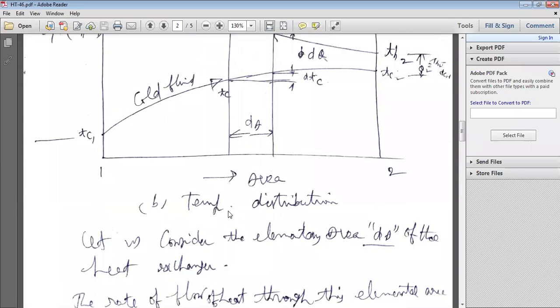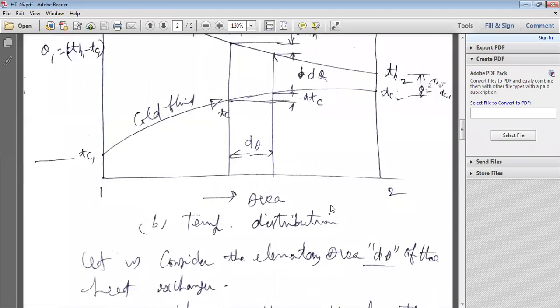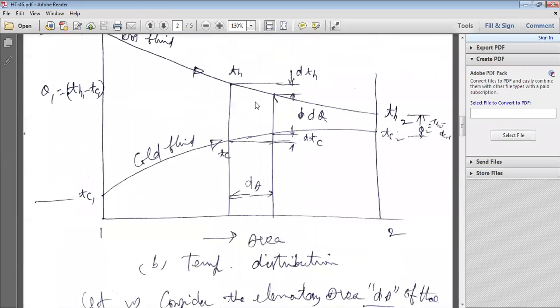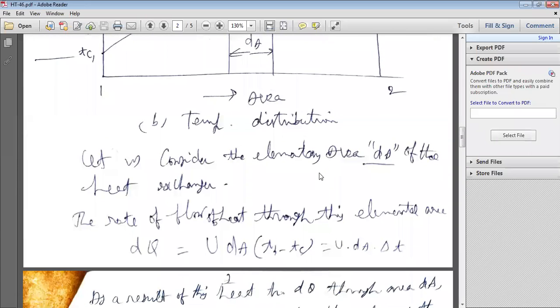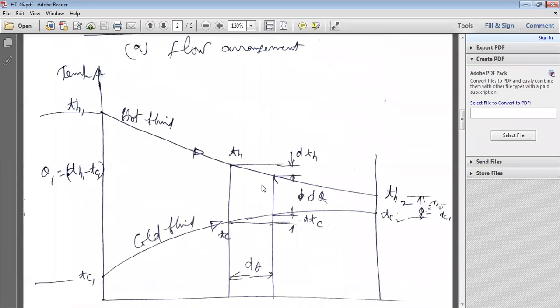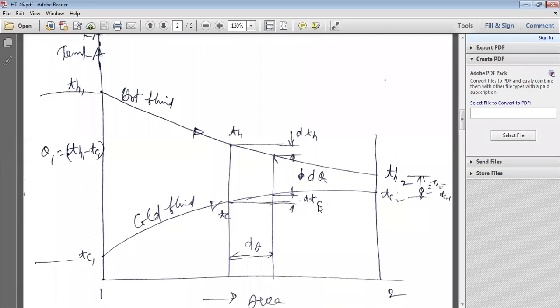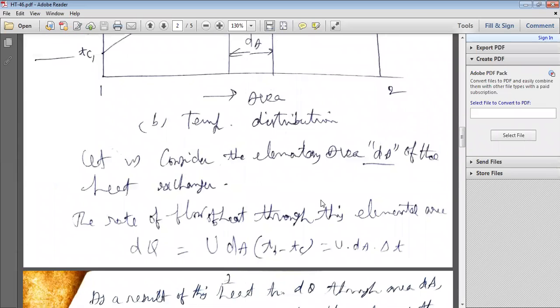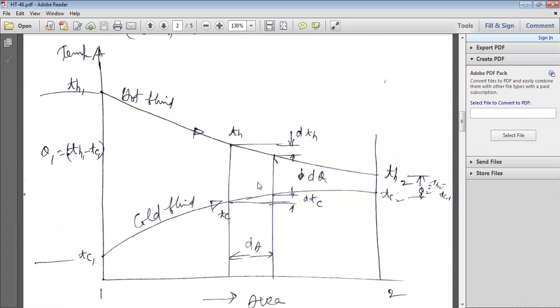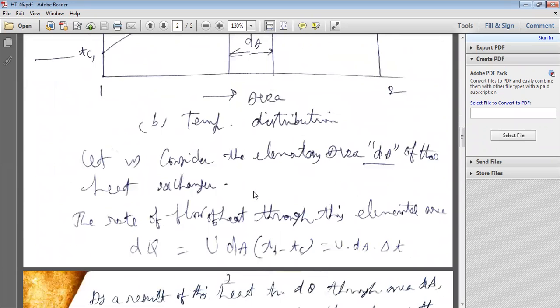Now, let us consider the small elemental area dA of the heat exchanger. The rate of flow of heat through this elemental area is dq, the small differential heat transfer rate through this small area dA.